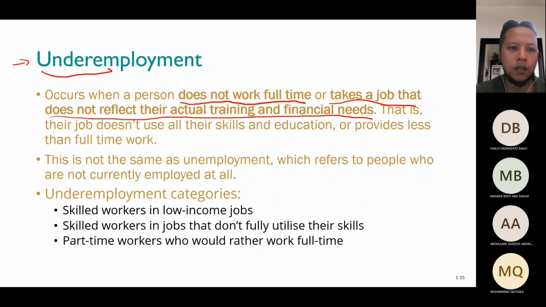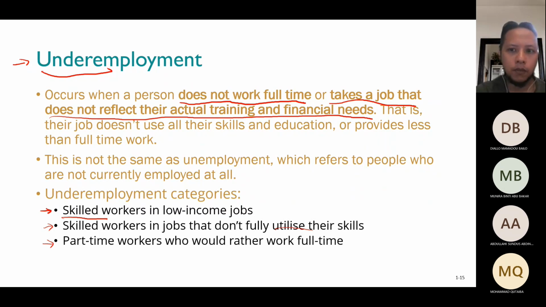So there are different underemployment categories. Here, for example, skilled workers who are working in low income jobs. If you have a master's degree or a degree and you become a Grab delivery driver, for example, you have the skills for a higher income job, but you are working in a low income job. Then skilled workers in jobs that do not fully utilize their skills, or part-time workers who would rather work full-time. These are people who are underemployed.